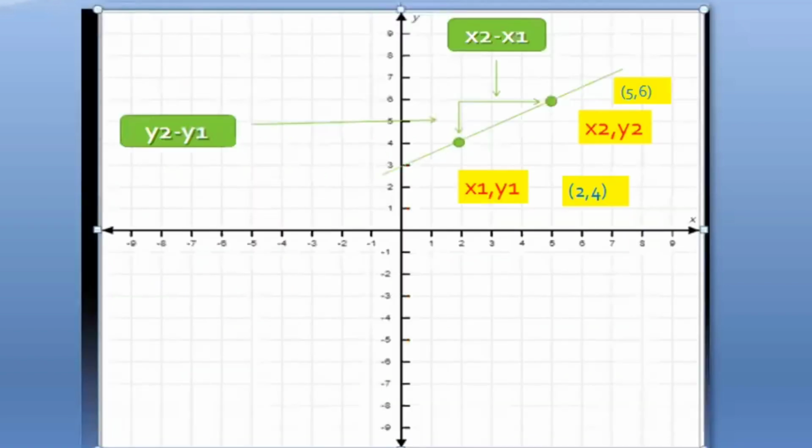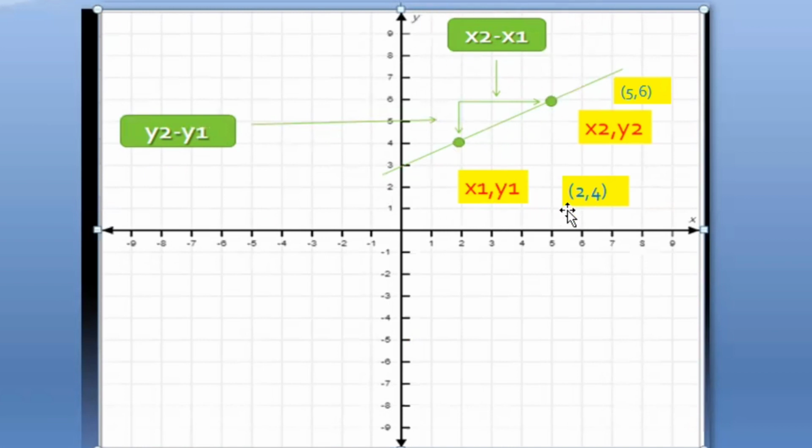If I want to find the slope between any 2 points on the given straight line, first I need to find the coordinate pairs of the given points. Here I have the coordinate pair 2 on the x-axis and 4 on the y-axis. Another coordinate pair is 5 on the x-axis and 6 on the y-axis. So here we have the coordinate pairs (2, 4) and (5, 6). The change in vertical direction represents the change in y values, and the change in horizontal direction tells you the change in x values.